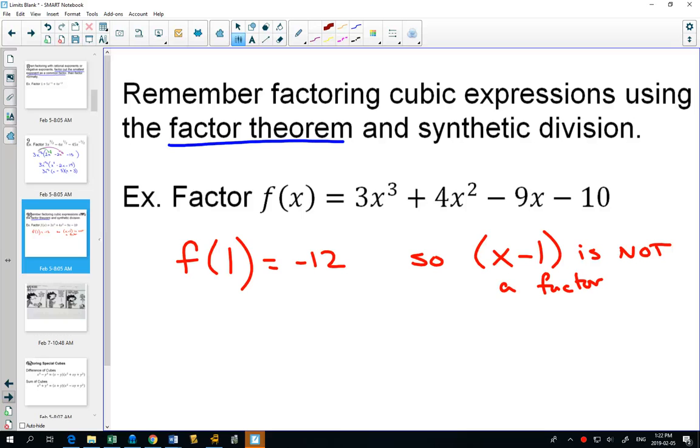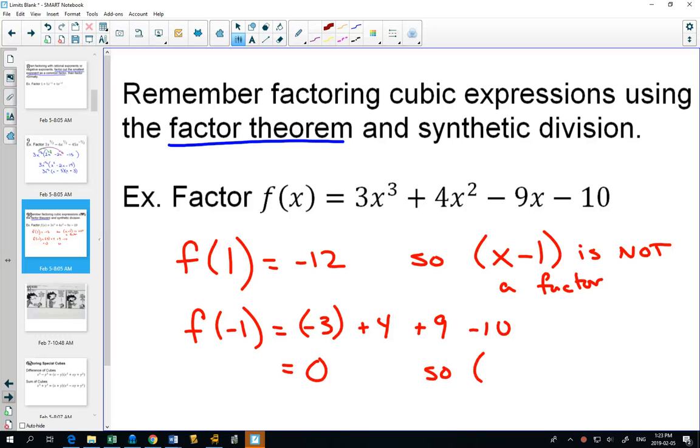If I tried negative 1, and this you can write down because this is good, this is back on track. If I try negative 1, I would get 3 times a negative 1, negative 3, plus 4, plus 9, minus 10, and sure enough, it equals 0. And that tells me that x plus 1 is a factor.